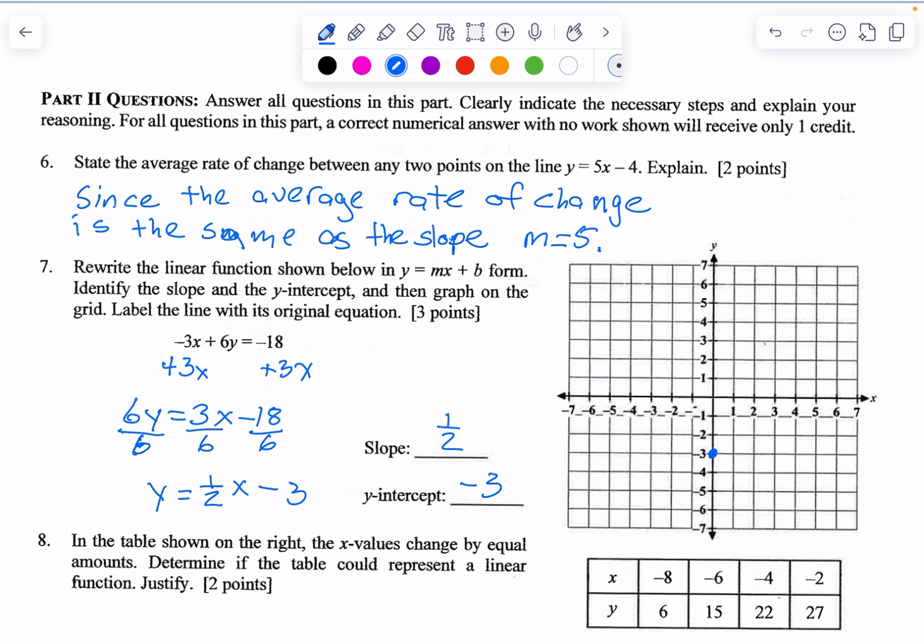So we start down -3, we go up 1 over 2, up 1 over 2, up 1 over 2, then we go in the other direction, down 1 over 2, down 1 over 2, down 1 over 2, and then we're going to connect these points. Okay, so that's that graph.